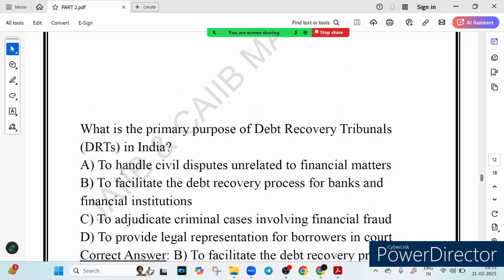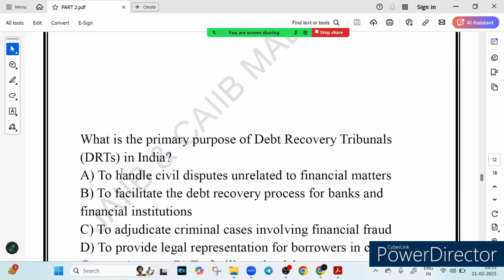Now, what is the primary purpose of DRT? To handle civil disputes, to facilitate the debt recovery process for banks, to adjudicate criminal cases involving financial fraud, and to provide legal representation for borrowers in the court. So, what do you think? The primary purpose of DRT? DRT stands for Debt Recovery Tribunal, right?